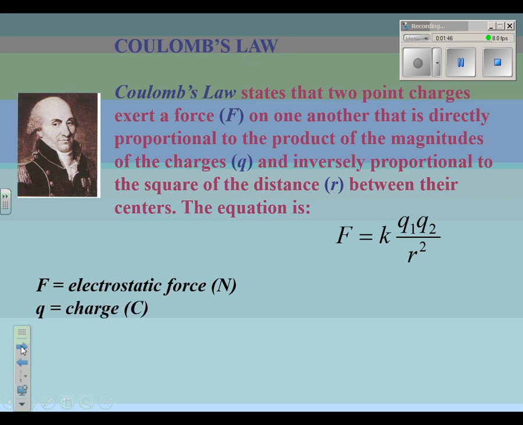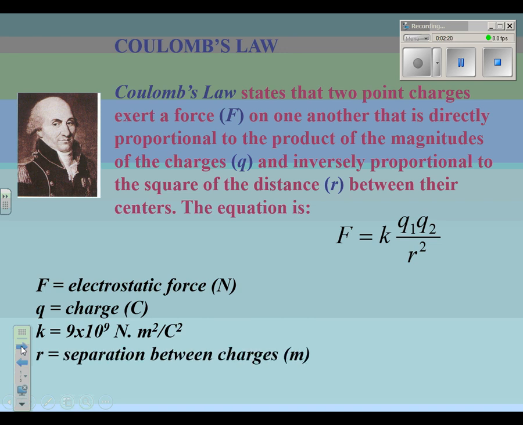Q is now going to stand for charge, and it's going to be in the units of coulombs. K is going to be 9 times 10 to the 9th, and the units for that are newton meters squared over coulombs squared. When you look on your formula chart, it does have it as 9 times 10 to the 9th newton meters squared over coulombs squared, which it hasn't always been like, but it is.